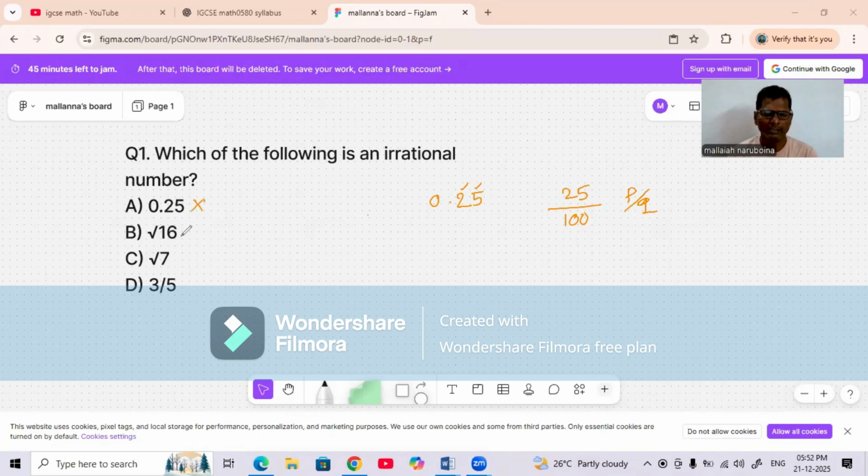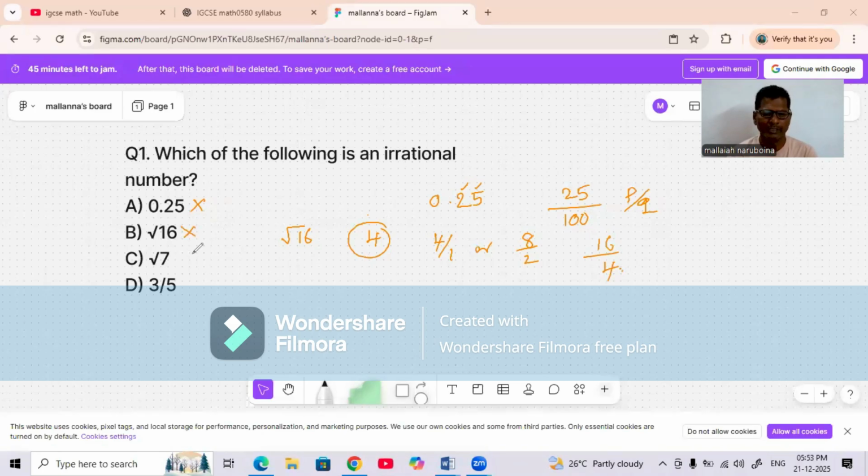So this is wrong. Again, root 16. 16 is a perfect square, so the square root of 16 is 4. 4 can be written as 4 by 1, or 8 by 2, or 16 by 4. So this 4 can be expressed in the form of a fraction, so it is a rational number, not an irrational number.